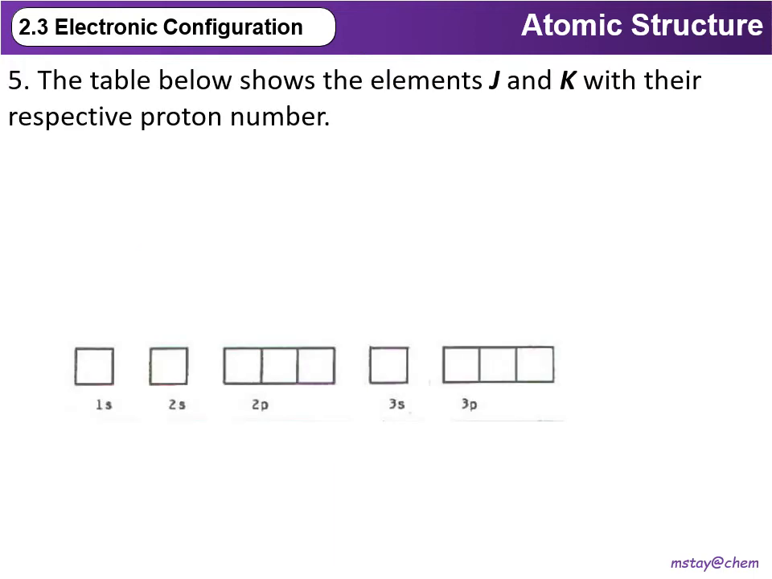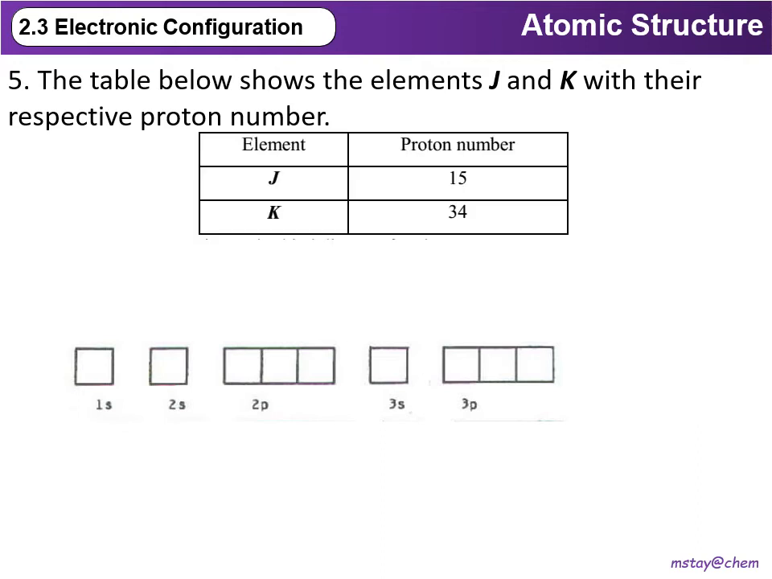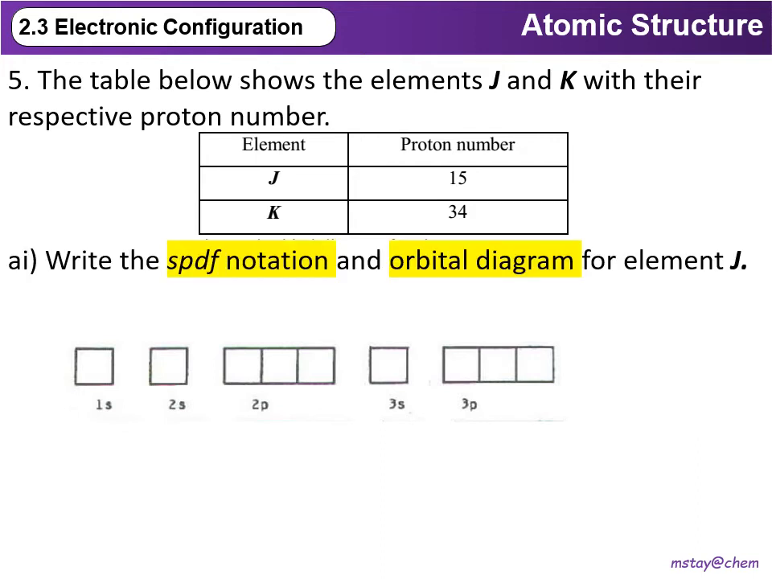Question number 5. The table below shows the elements J and K with their proton number. Proceed to A1: write the SPDF notation and also the orbital diagram for element J. So we have two requirements for this question. J contains 15 protons.